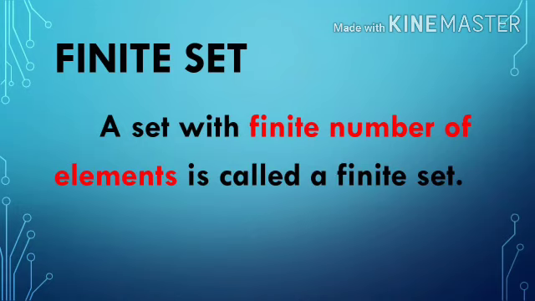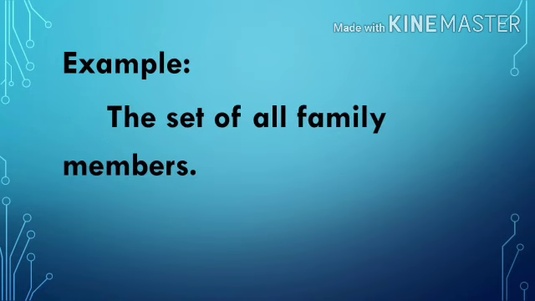Next is finite set. The definition of finite set is a set with a finite number of elements is called a finite set. That is, if the set has a countable number of elements, then we can say the set is a finite set. Example for finite set is the set of all family members. Here, the members in a family are countable, therefore it is a finite set.